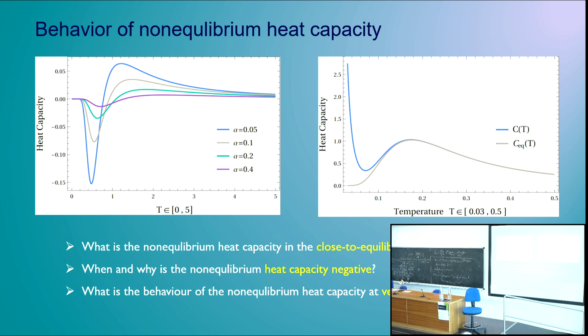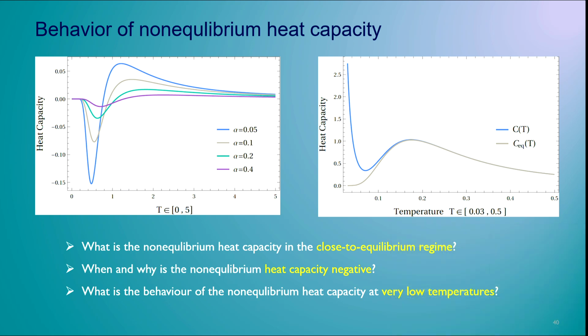Look, some questions, for example: what is the heat capacity in a close-to-equilibrium regime, when you are not far from equilibrium, in a linear order of non-equilibrium? What is the meaning of negative heat capacity, which appeared in the calculation, and what's going on for it? Another question is what the heat capacity is at low temperature. For the rest of the talk, I want to cover these 3 points.